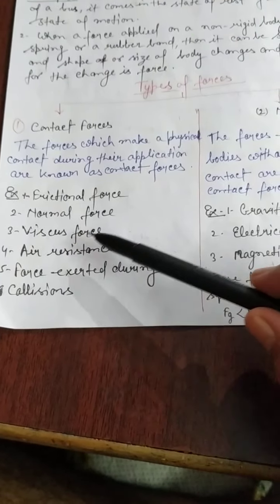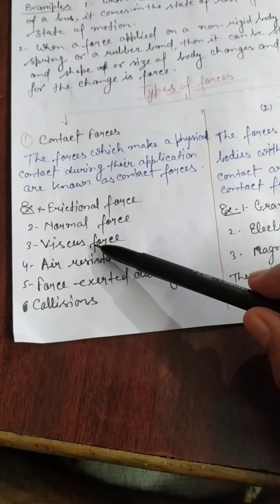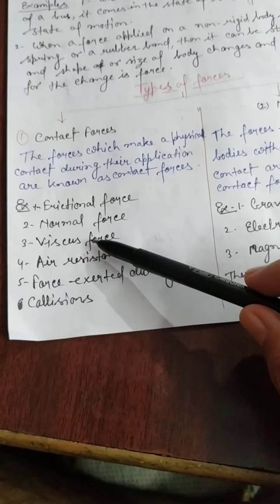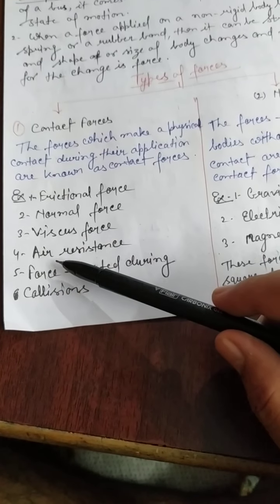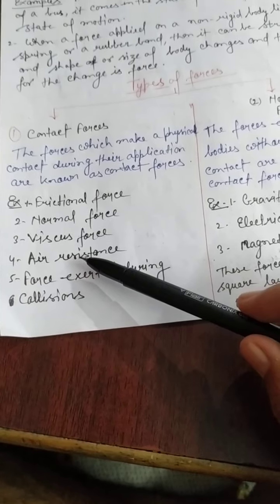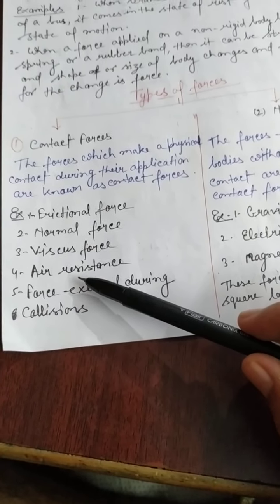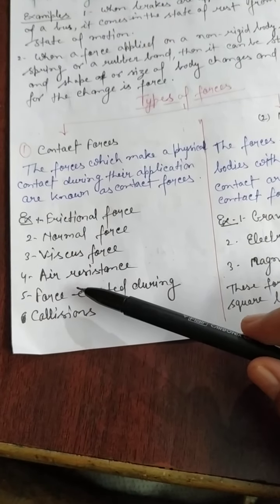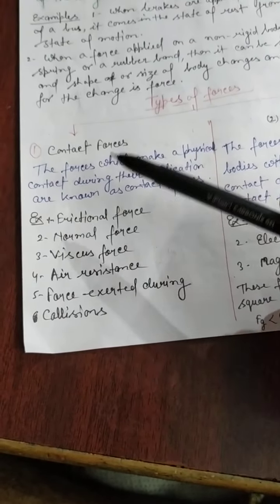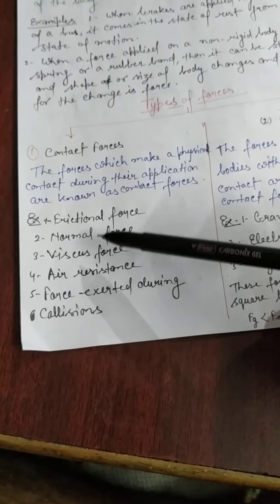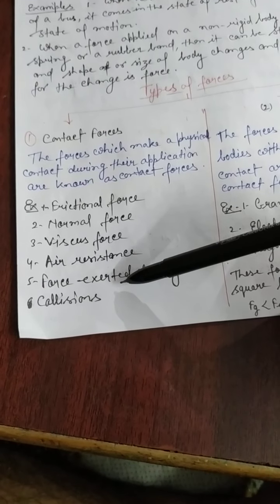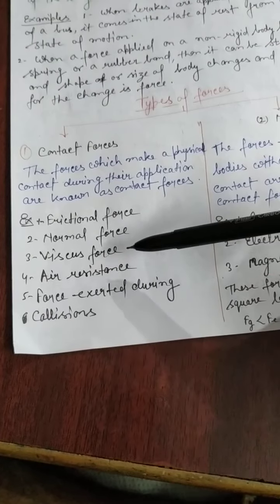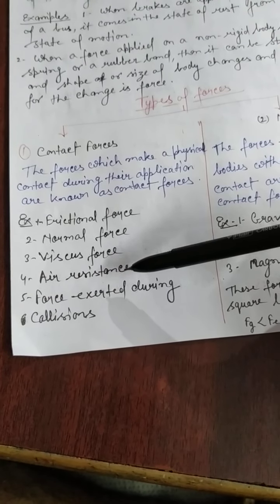Viscous force, it is just like a friction force which acts between the layers of a liquid or the layers of gases. Air resistance, suppose that a student is moving in the direction of north, but air is flowing in the opposite direction. So due to the air resistance, the energy of the student decreases.